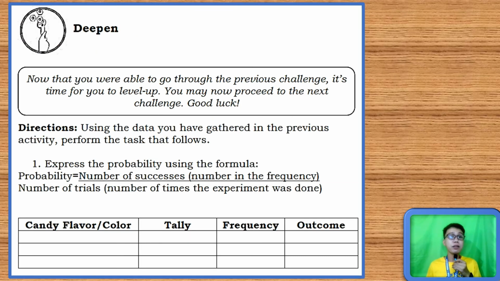Now that you were able to go through the previous challenge, it's time for you to level up. You may now proceed to the next challenge. Good luck! Directions: using the data you have gathered in the previous activity, perform the task that follows. Number 1. Express the probability using the formula. Probability is equal to the number of successes, or the frequency, divided by the number of trials, or the number of times the experiment was done.